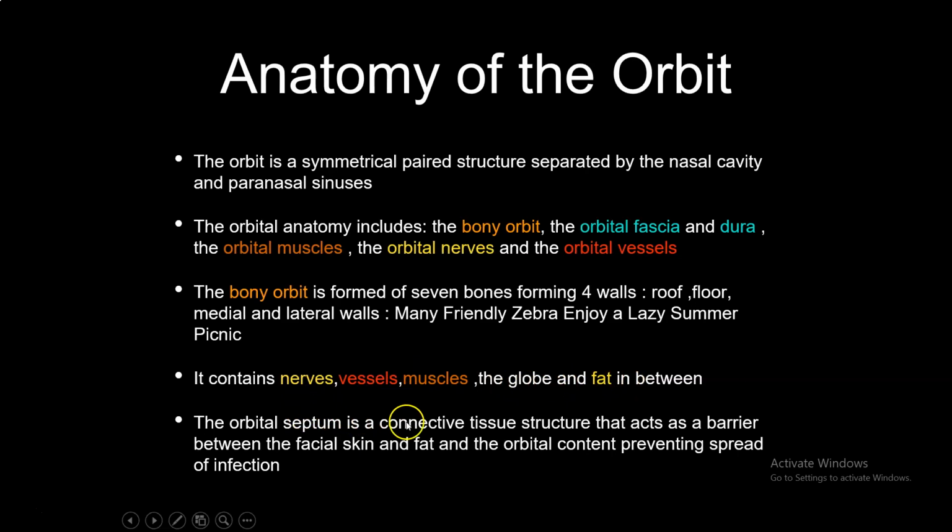Orbital septum is a connective tissue structure acting as a barrier between the facial skin and fat and the orbital content, preventing spread of infection.